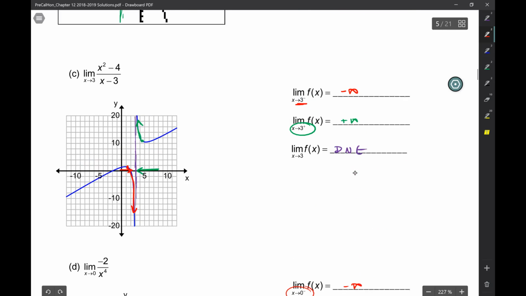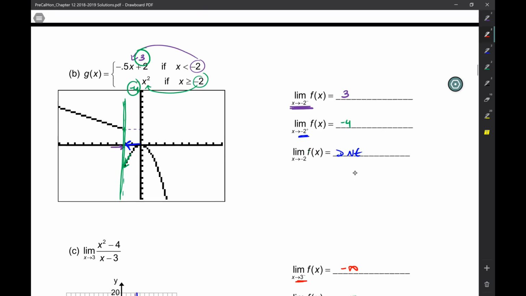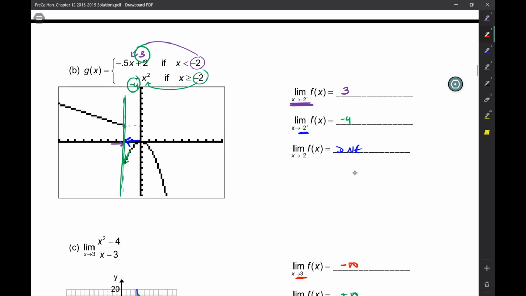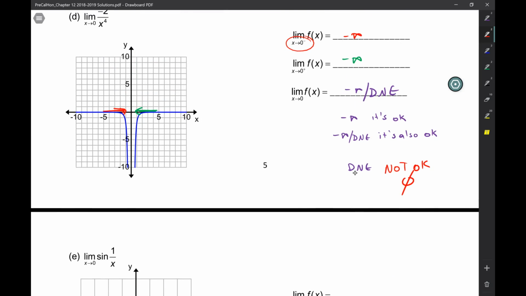Here, there is no other answer but DNE. Here, there is no other answer but DNE. Here, acceptable forms are these two. I'm telling you this in general, both of those are acceptable.